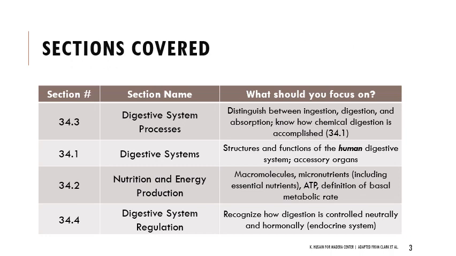So I'll start out actually by talking about section 3, which has to do with digestive system processes, because it's not just digestion, there's a lot of other stuff happening. So I want you to be able to distinguish between ingestion, digestion, and absorption, and also have an idea of how something called chemical digestion is accomplished, which we'll expand on in the next section that we'll cover, which is section 1. So talking about components of the digestive system and specifically focusing on the human digestive system.